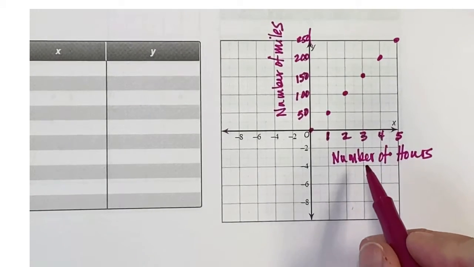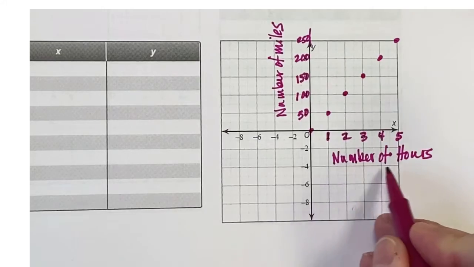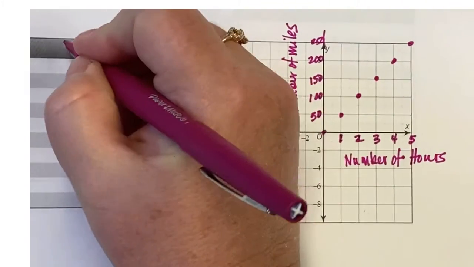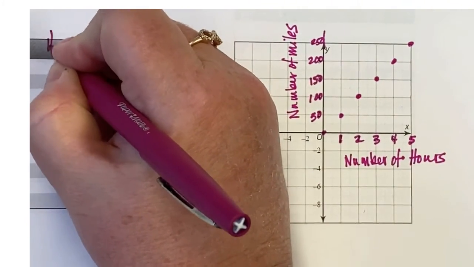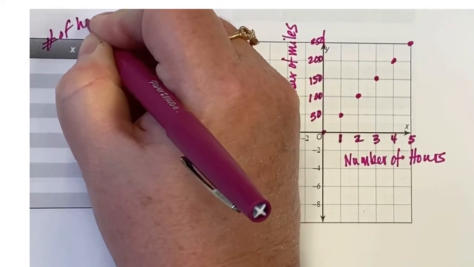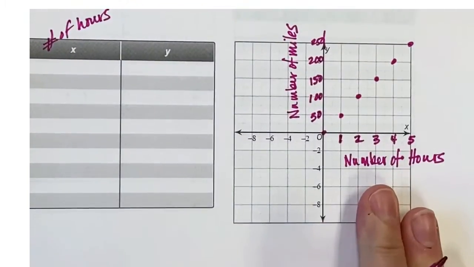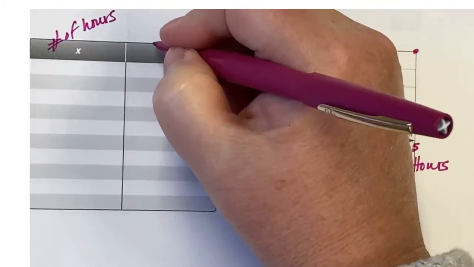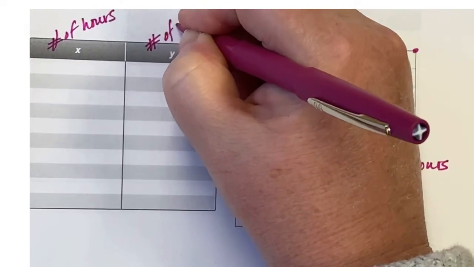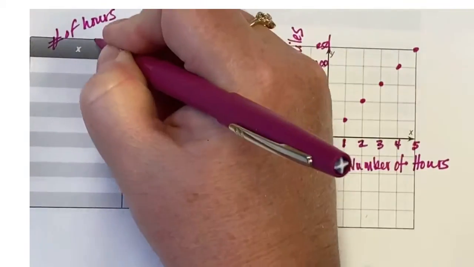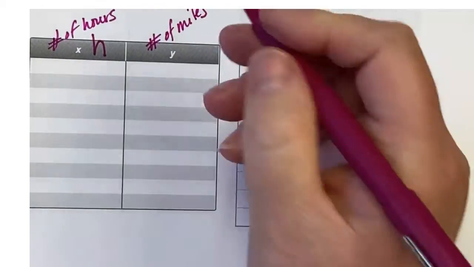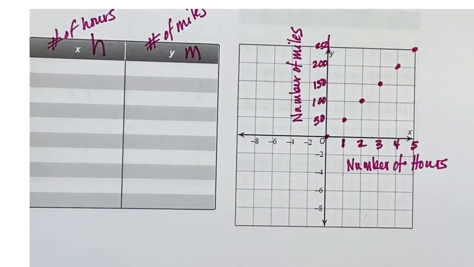Yes. The independent variable is going to be the number of hours, so we can put that over here. Number of hours. And the dependent variable will be the number of miles. And so I think that we could represent that with H and M. Hopefully you can see that.